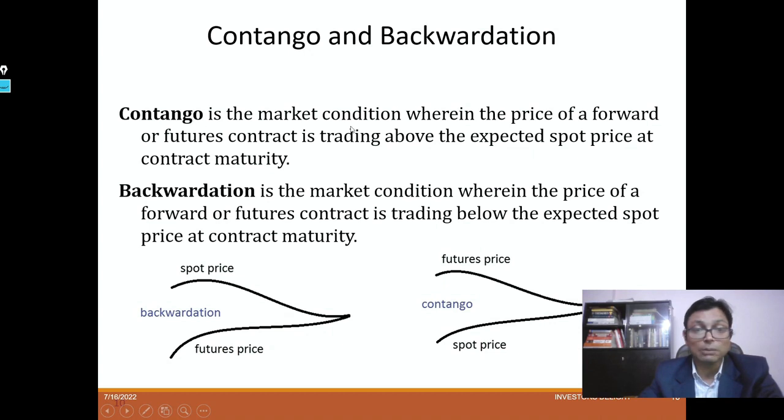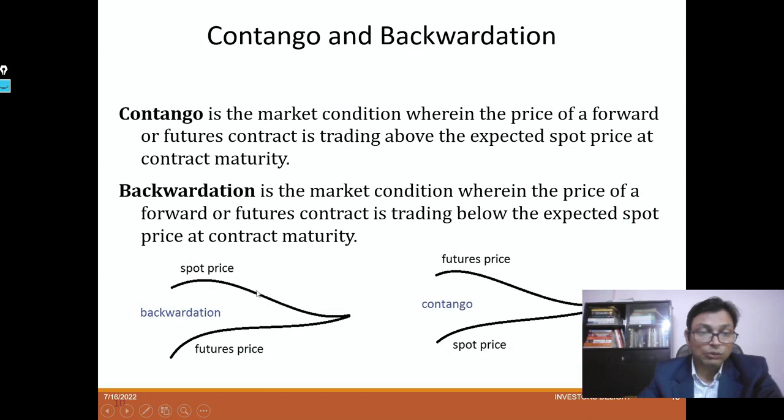So contango in the market condition is one wherein the prices of the forward and future contract is trading above the expected spot price at the contract maturity. So you can see in contango, future is trading at higher price, spot is trading at lower price, and over a period of time the points go and converge.